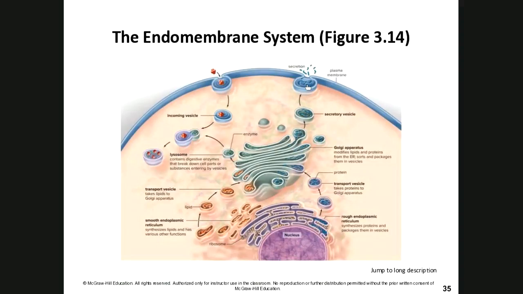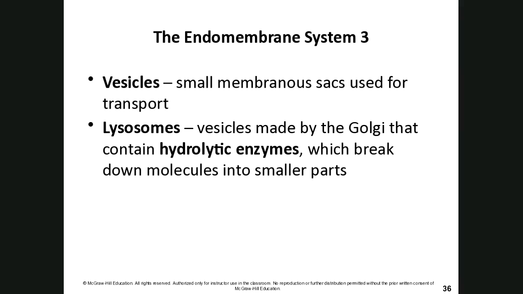So there are some things that the cell needs to secrete in order for it to survive and in order for the organ system to function as we need it to. Hormones, neurotransmitters, all sorts of cool stuff. So vesicles and lysosomes are kind of like the next level of items that work in the endomembrane system. Vesicles are just little tiny membranous sacs, and they transport things throughout the cell. And then lysosomes are filled with hydrolytic enzymes that break down molecules into much smaller parts. So we can use lysosomes for intracellular digestion to break down food molecules that come into the cell. We can use lysosomes to break down bacteria that's been phagocytized by the cell.